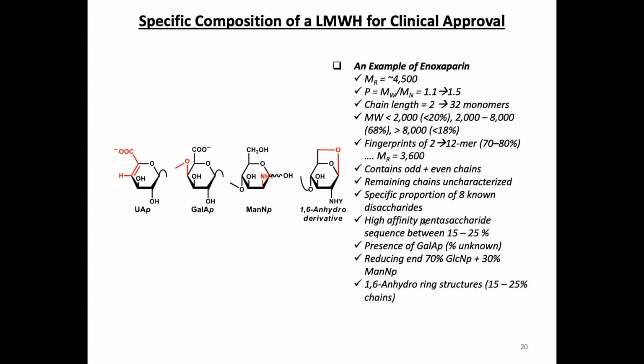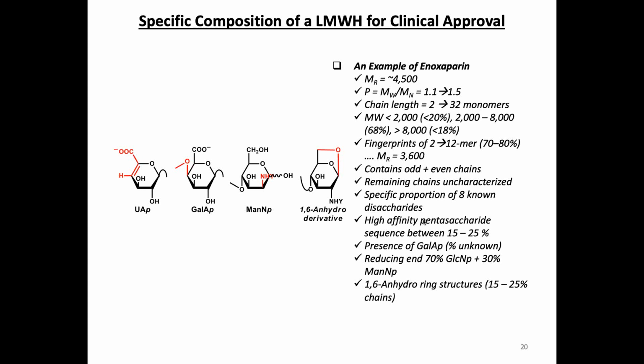Okay? This is an example of heparin, and this is the lead. So this is what the company said, which is Sandoz. Sandoz essentially said, enoxaparin has this structure, and please approve use of this molecule. What is enoxaparin? The average molecular weight is 4,500. It's not exactly 4,500. It is an average molecular weight. Okay? The polydispersity is 1.1 to 1.5.